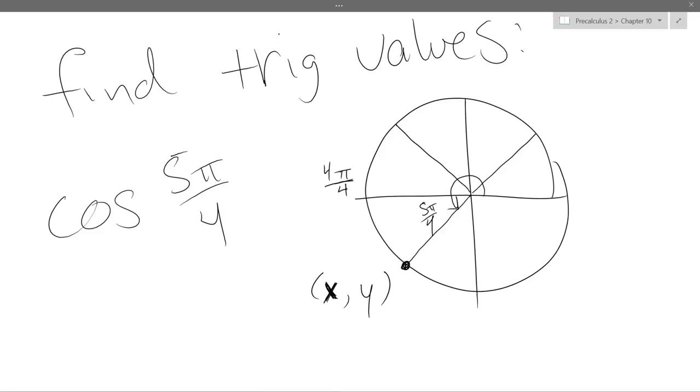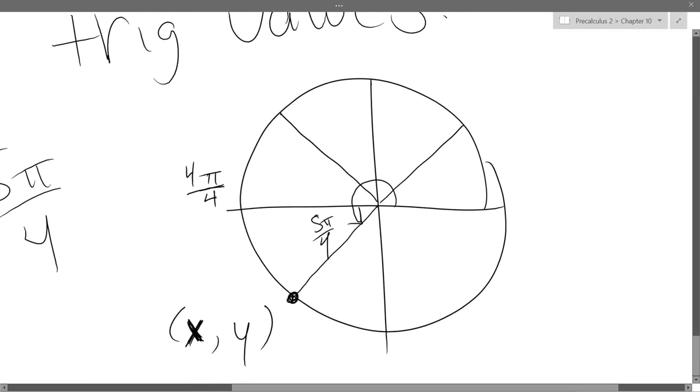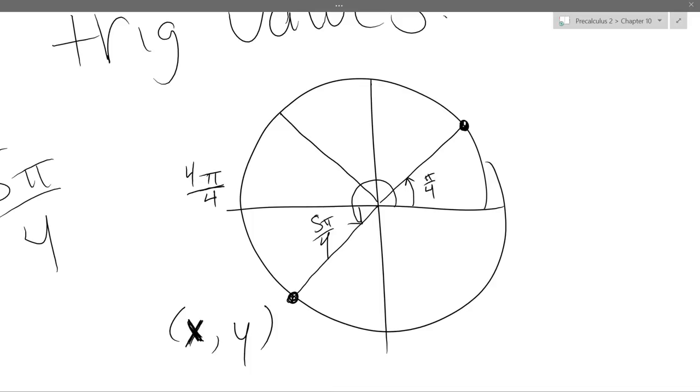There is a special angle in quadrant 1 that has really similar xy values to this point. So think about in quadrant 1, what angle is going to get us to a similar point? We want to think about pi over 4. Good news is we already cut it up into fourths, so I already have pi over 4 right here. Here's where you need to use your memory and think about what xy value we have at pi over 4. We had 1 over square root 2, 1 over square root 2.